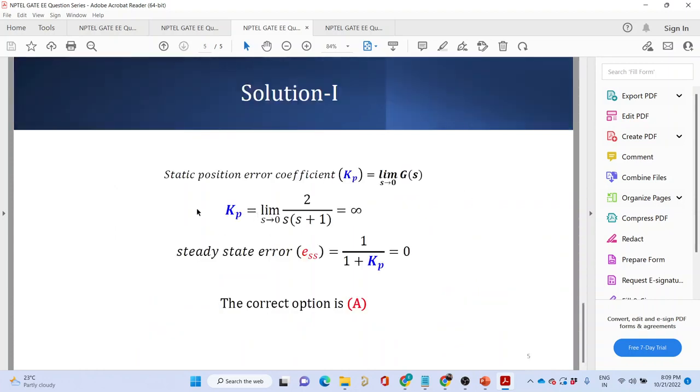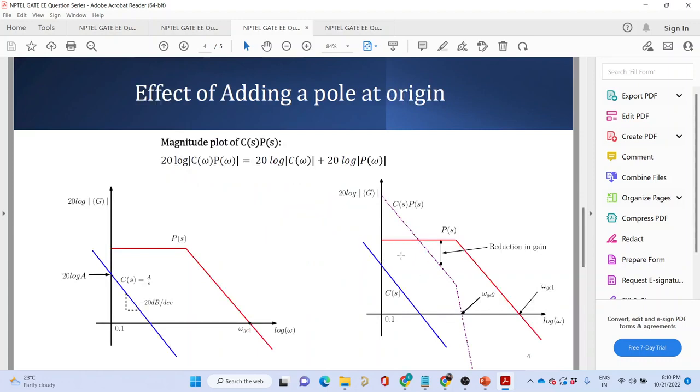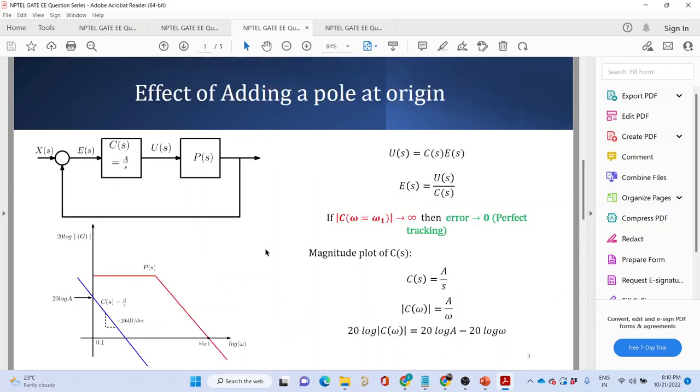So I have used the error coefficient Kp to find the steady state error, which is given by 1 divided by 1 plus Kp, that is 0. So the correct option is A, which is very evident from the transfer function itself. But I wanted you to understand this concept. Why are we saying that when there is a single pole at 0, the steady state error would be 0? That I wanted you to understand. That is why I drew all this plot, so that you have a clear picture of what is actually happening.